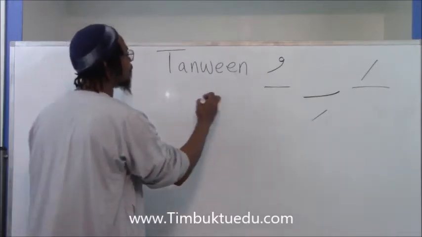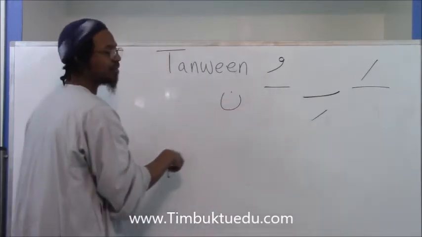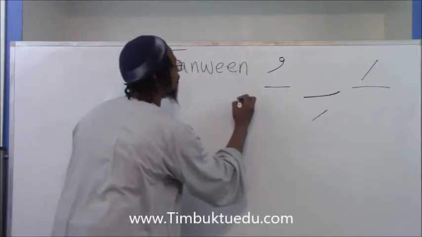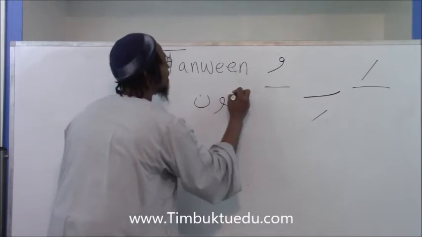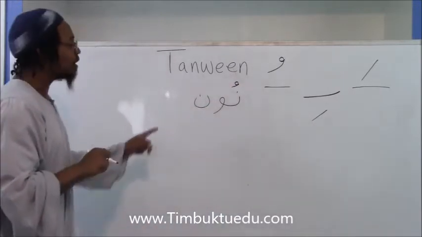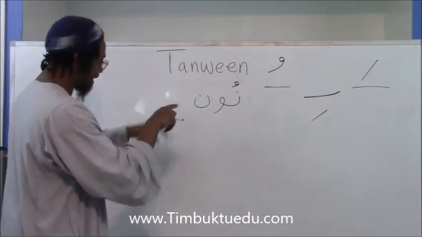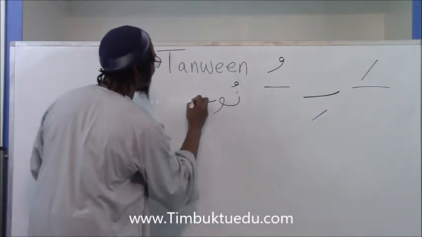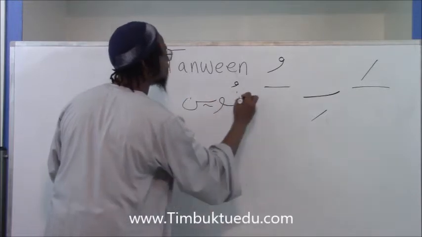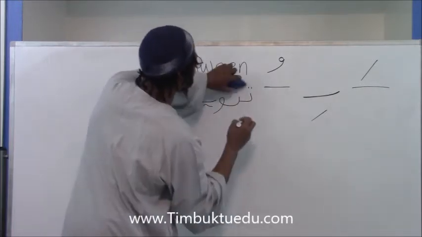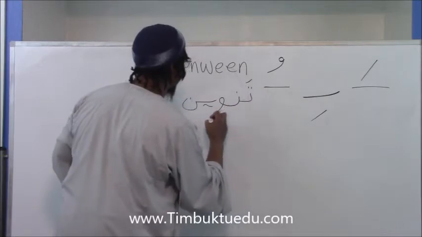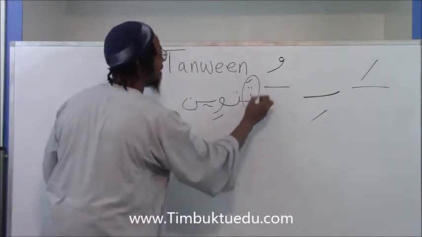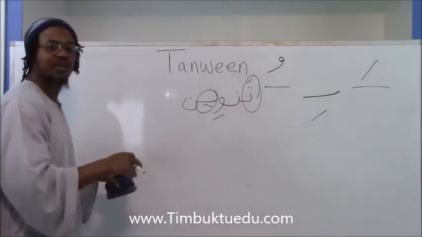So tanween is from the word noon. Say noon. But we don't just say noon when we see noon, right? This is how you say noon. Say noon. Now, tanween takes that same word, noon, and goes like this. Puts here a ya there, right? And a ta here. And we call it tanween. Say it. Tanween.